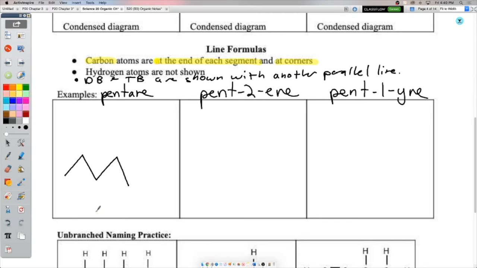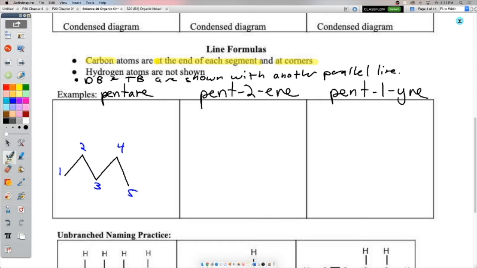See what I mean? That's kind of a lazy option. So what I mean though is here's the end of a line. So there's a carbon there. Then there's a corner. See how it changed directions? That's a carbon. Okay. Then there's another corner. It changed directions. That's a carbon. Corner, change directions, 4, and then it ends. So 5. So this is telling us there's 5 carbons and there's no double bonds. Hey, that's what pentane is. Pent, 5 carbons, ane, only single bonds.